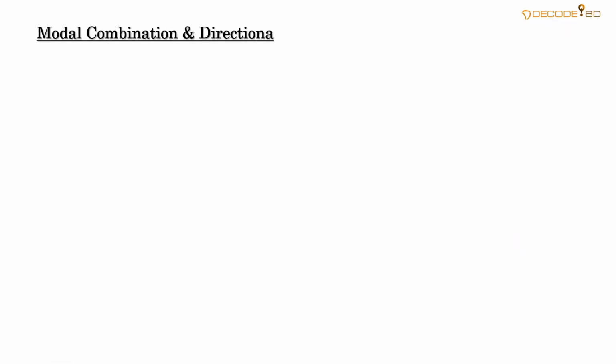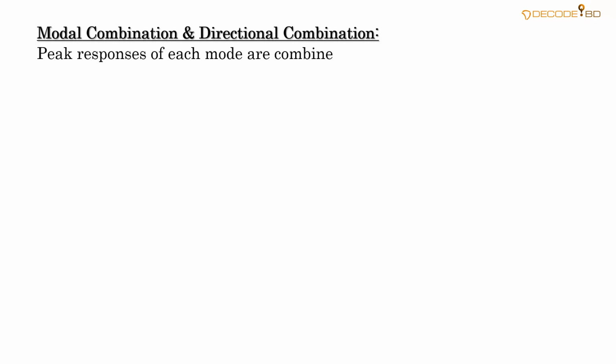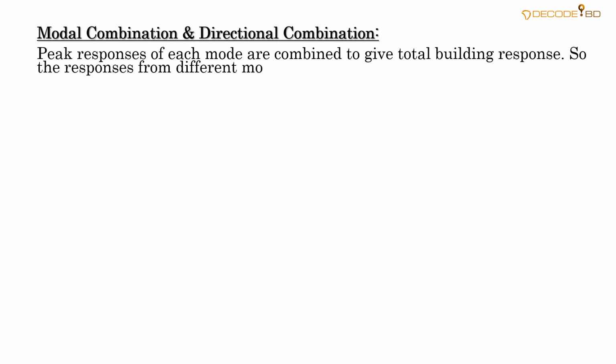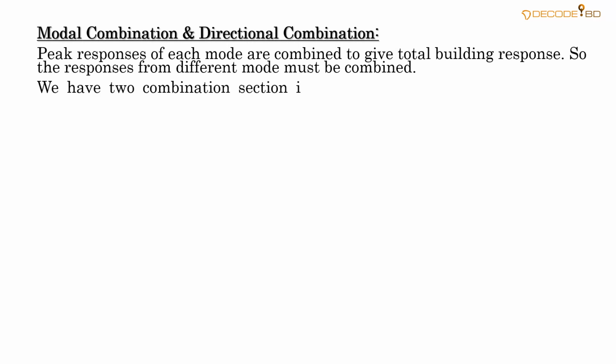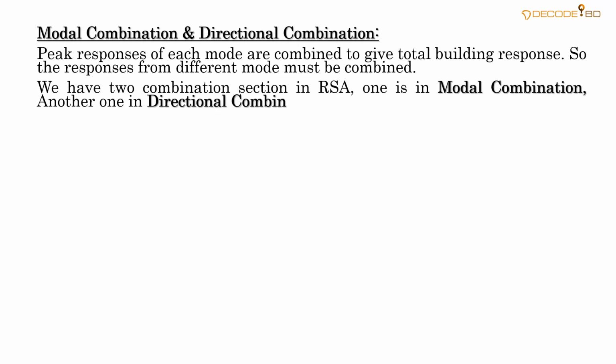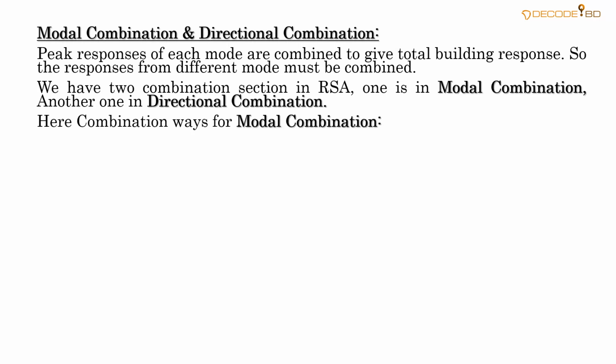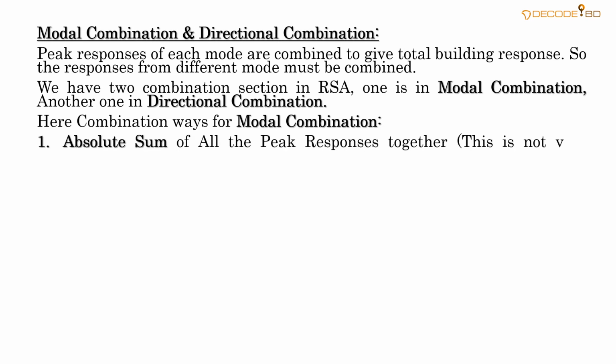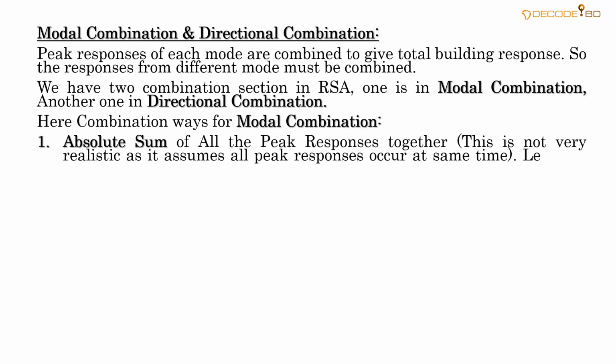Now come to modal combination and directional combination. Peak responses of each mode are combined to give the total building response. So, the responses from different modes must be combined. We have two combination sections in RSA. One is modal combination, another one is directional combination. Here are the options for the modal combination method. One is the absolute sum of all the peak responses together. This is not very realistic as it assumes all peak responses occur at the same time.